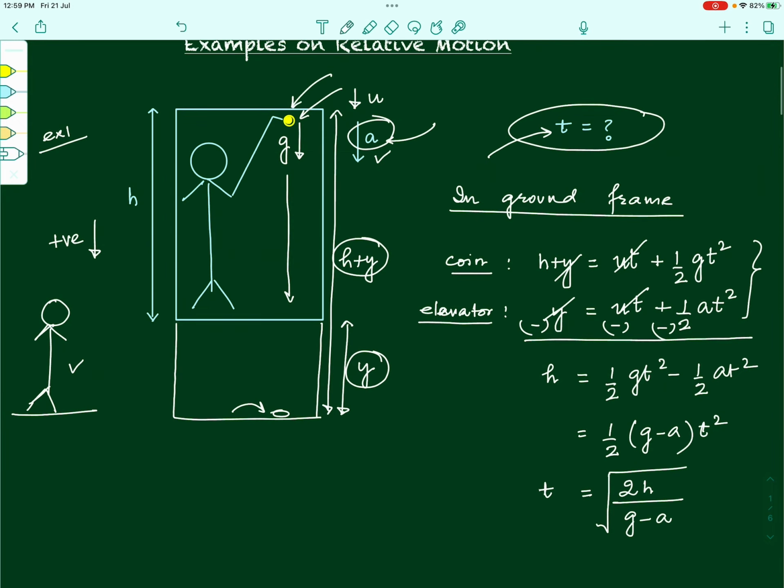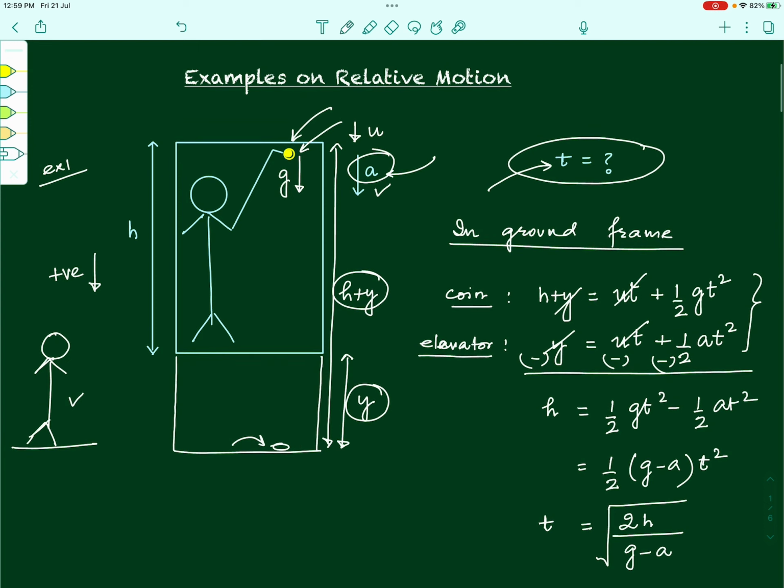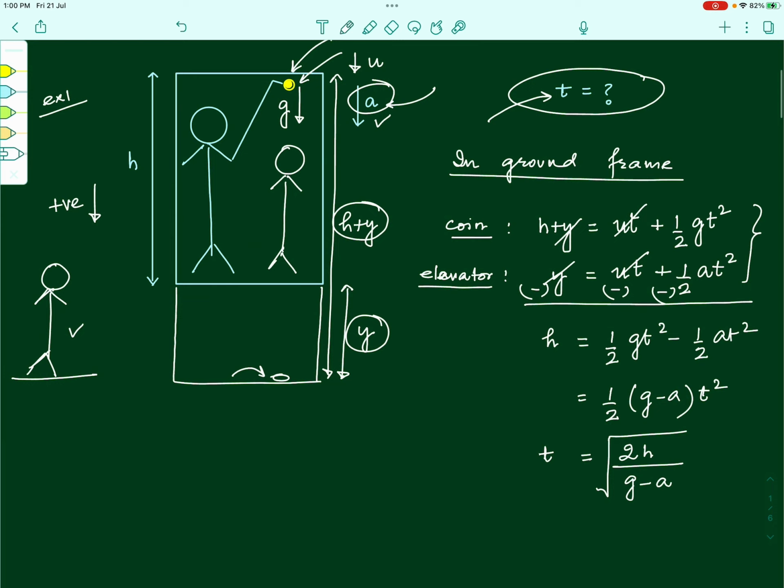Now, let us do the same question from the frame of the elevator itself. What do we mean when we say we are working in the frame of the elevator? It means that now we have another person who is standing within the elevator. Let us say this person's friend is standing along with him in the elevator and observing everything happening. So, in the elevator frame, what do we understand? What will be the quantities now?